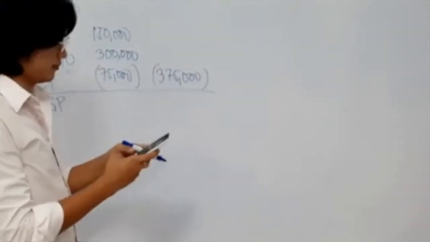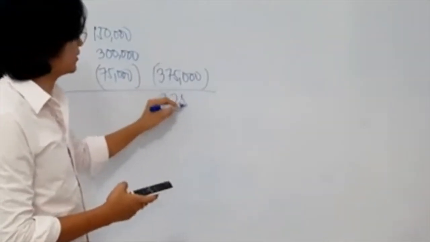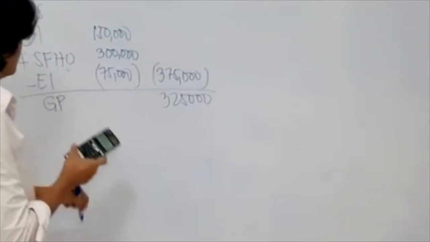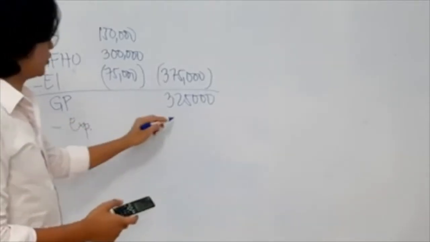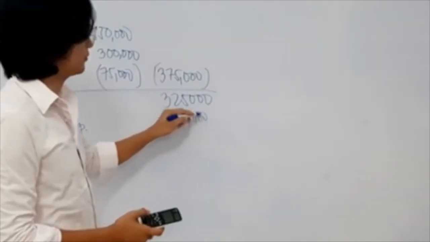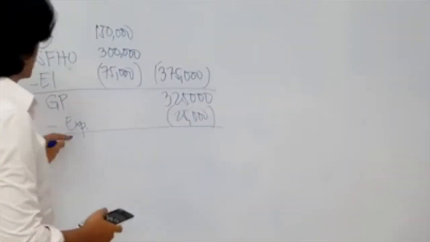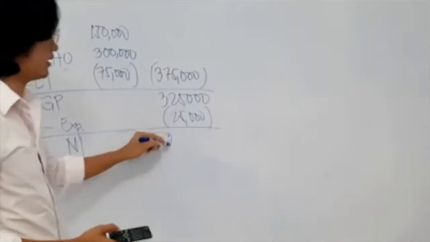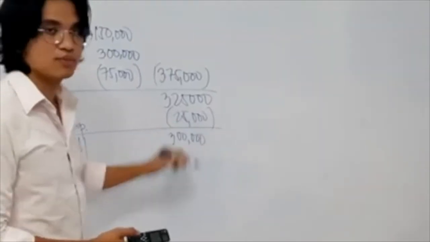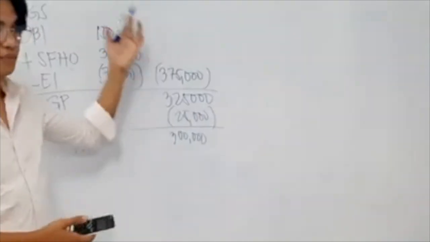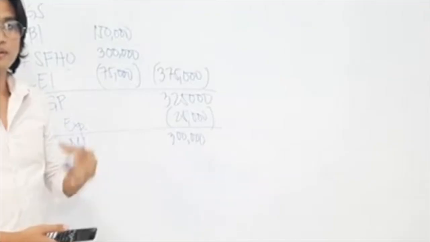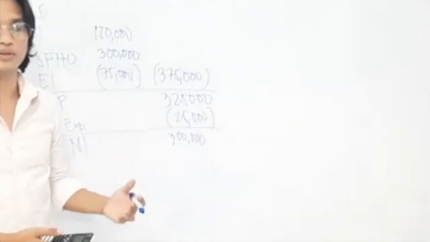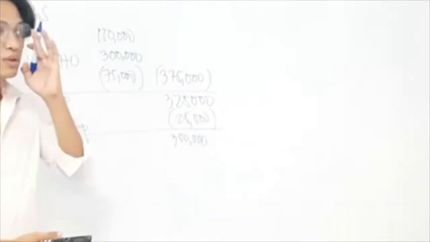So we have our gross profit 325,000, and then we deduct expenses 25,000. So we have our net income at 300,000. So for the first method, we just have to compute the net income of the branch as we normally do, and then we add the realized portion of the overvaluation or the realized portion of the markup.